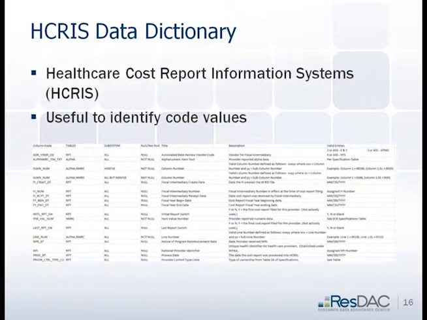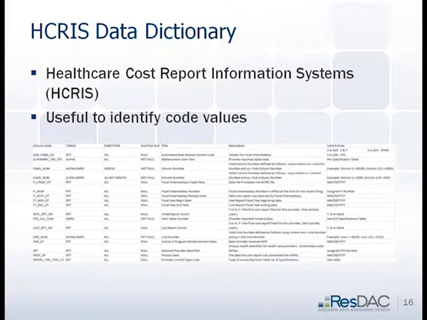So the first one is called the HCRIS Data Dictionary. For those of you that haven't used the data before, what in the world is HCRIS? HCRIS stands for Healthcare Cost Report Information System. That's the actual database where the cost report information lives, and it's referred to as HCRIS.